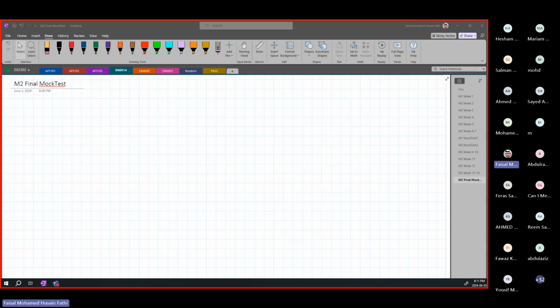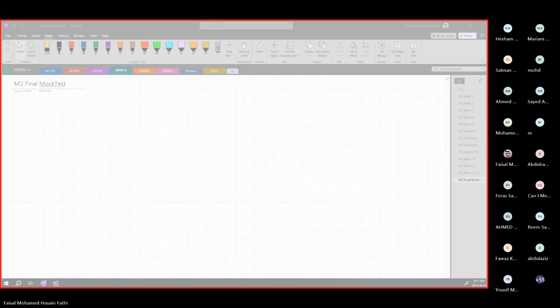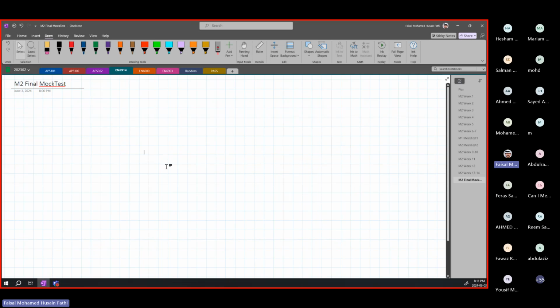So today we're going to be solving the mock test for the Math 2 final. Let us dive into it straightforward by solving the very first question. So the first question that we have here is this.